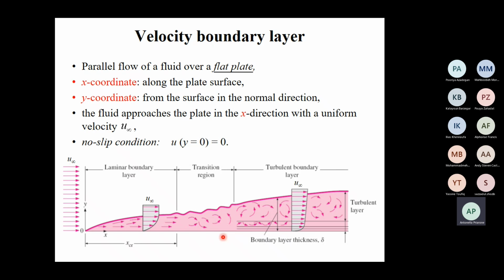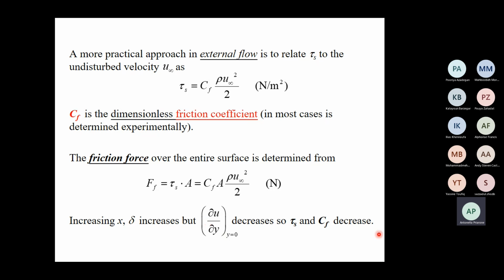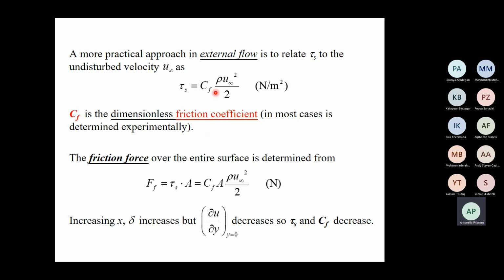Later we will be able to quantify the shape of CF and tau along the plate, because we will solve the problem for this case. But now, starting from the definition, we are already able to analyze this physical behavior. Sorry, I didn't understand why CF decreased. Okay, if you understand this point it is done: if I decrease this, I decrease also tau. If I decrease tau, tau is proportional also to CF. Okay, can I go on?